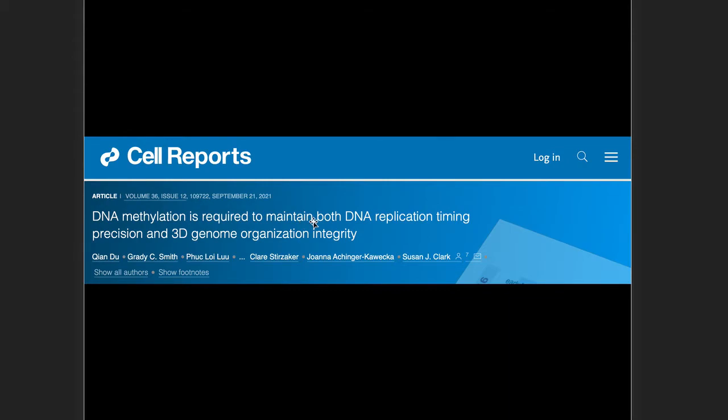Okay, what does that mean here? DNA replication. All cells need to make a copy of their genome. That's called DNA replication. When that happens and how that happens is very precise. It needs to happen at a certain time. And the DNA methylation is required to maintain that precision. It also maintains the genome organization integrity itself. In other words, it's doing a lot more than what I said a minute ago.